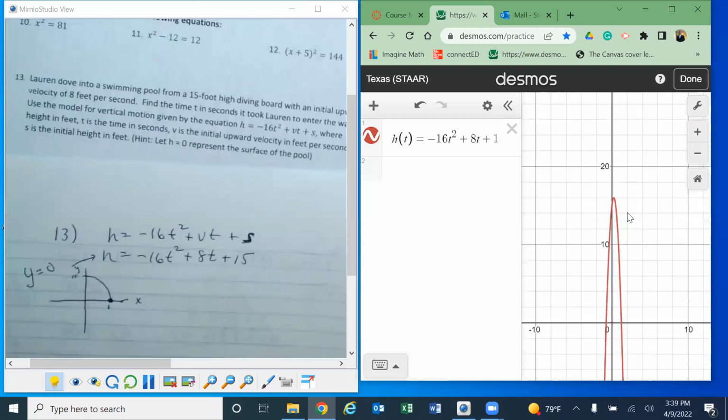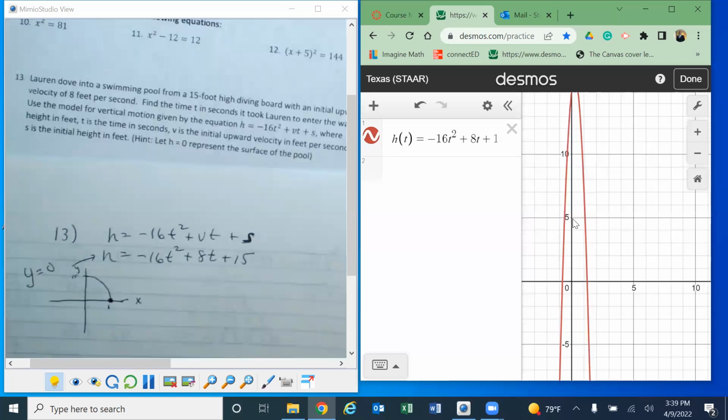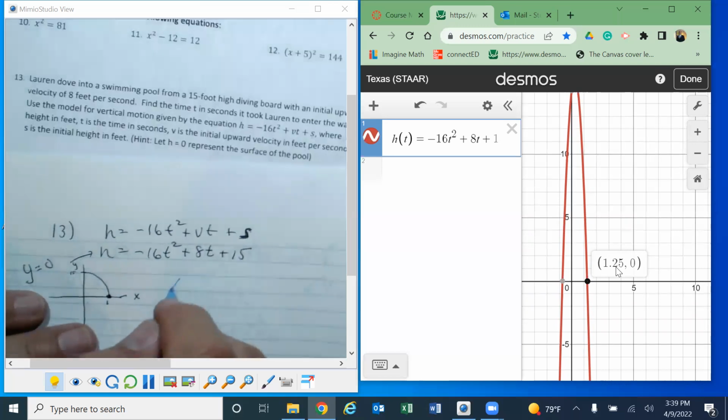The water is 0. So I'm going to scroll down here. Here's 0. See, this is 5, 4, 3, 2, 1, 0. So this is where she hits the water. And all I have to do on Desmos is click the button there. Do you see here? It says 0. So how long did it take her to hit the water? Well, X represents time. So that's like 1.25 seconds. So that is our answer. I mean, we really could do it that way. So X equals 1.25 seconds.